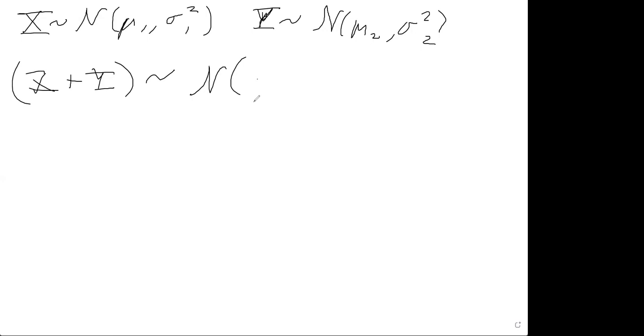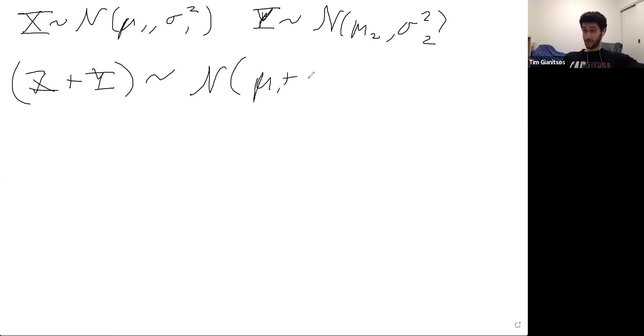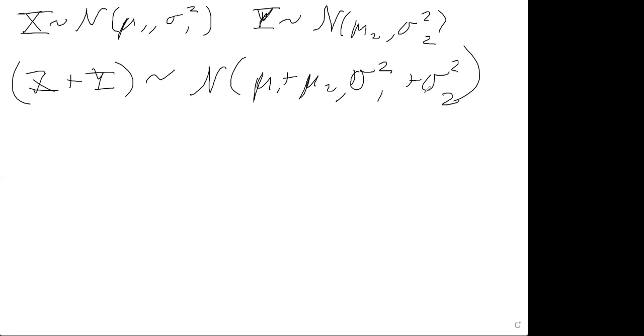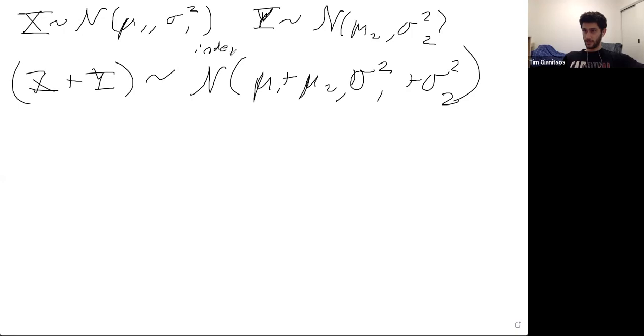Add the means together. Yeah, it's really easy in this case: mu1 plus mu2, sigma squared 1 plus sigma squared 2. Worth noting, by the way, these are independent, right? That's important. If you have random variables that are independent and you add them, the new mean will just be the sum of the two.